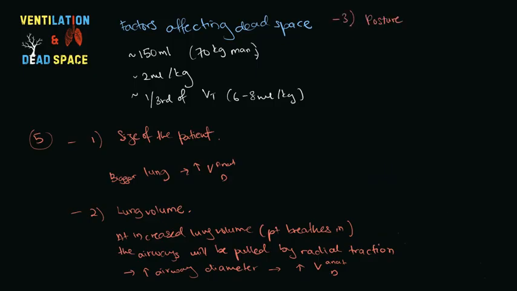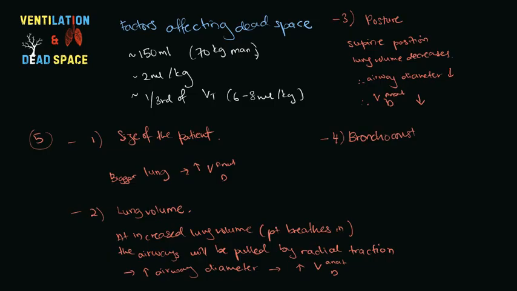Number three, posture. So let's take a person who's lying supine. When they're lying supine, the lung volumes decrease. The chest wall will collapse. The abdominal contents will go up. So the airway diameter will reduce, and this will effectively reduce the anatomical dead space.